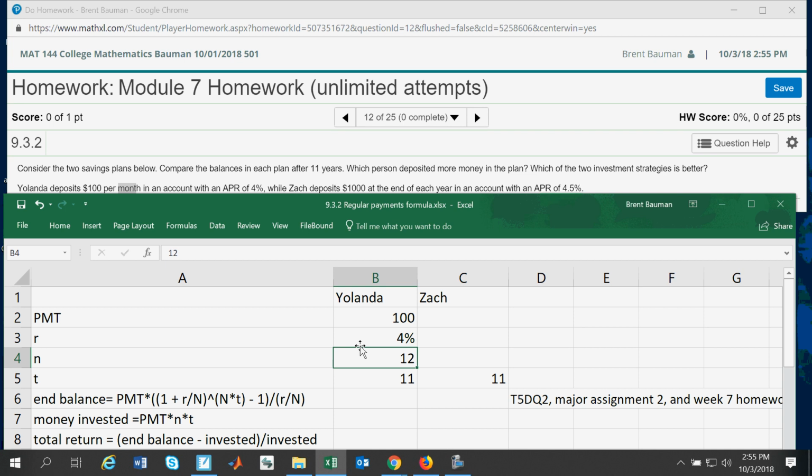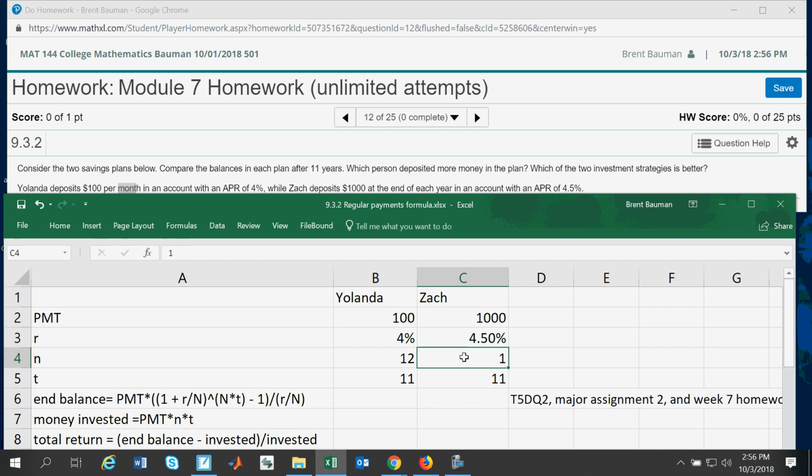Okay. And then it says Zach will deposit $1,000 at the end of each year. So he's only doing this once per year. So his N is going to be 1. And then the rate he's working with is 4.5%.